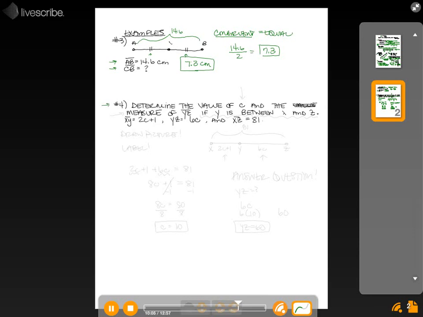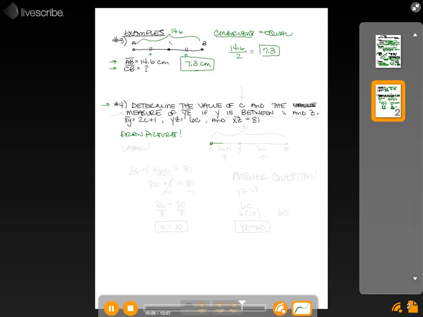Determine the value of c and the measure of yz if y is between x and z. xy is 2c plus 1, yz is 6c, and xz is 81. All right, they didn't give us a picture this time, so we need to draw a picture. Okay, that's our first step. This is the first time we've had to do that.